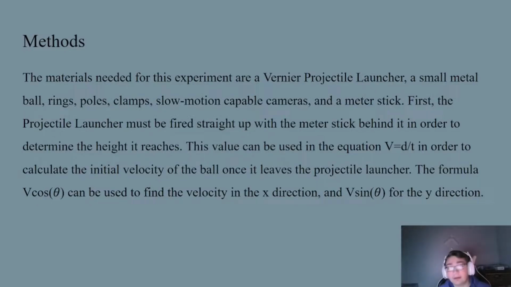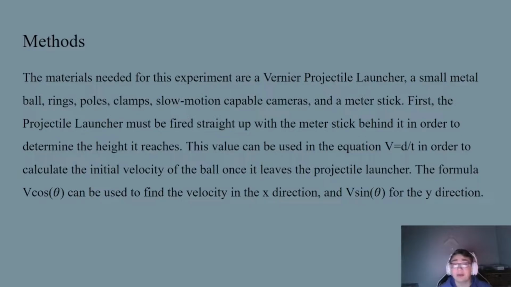So here it is. The materials needed for this experiment are a vernier projectile launcher, a small metal ball, rings, poles, clamps, slow motion capable cameras, and meter sticks or multiple meter sticks. You'd probably want multiple meter sticks, as you'll see later on as to why. I suggest multiple, but first we use the projectile launcher.